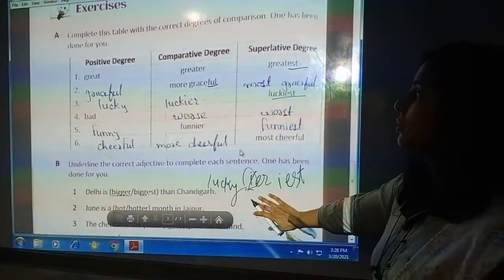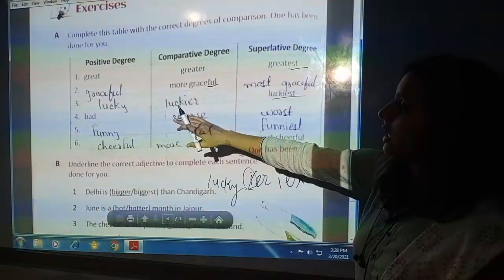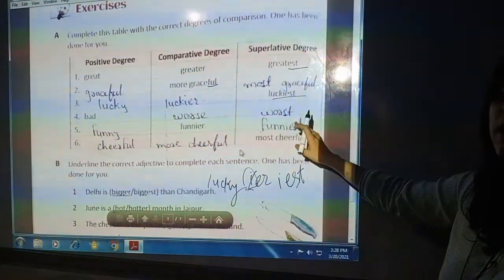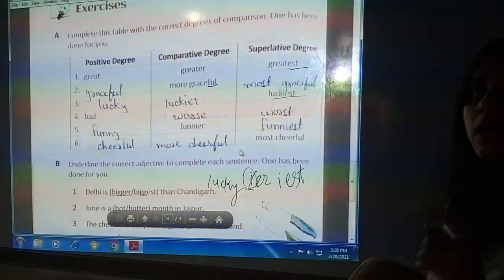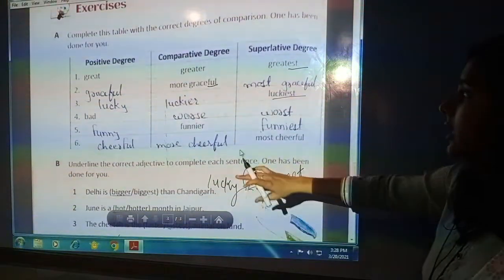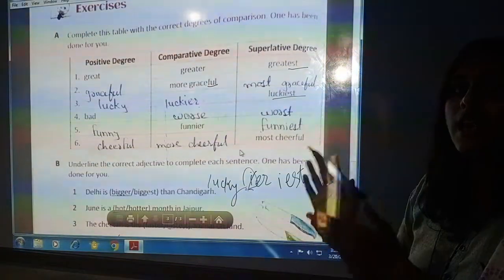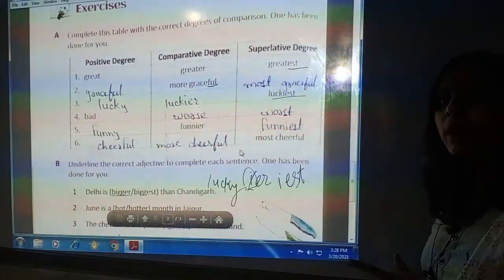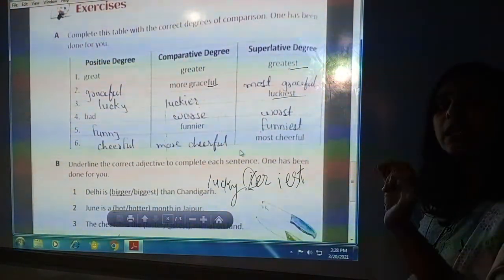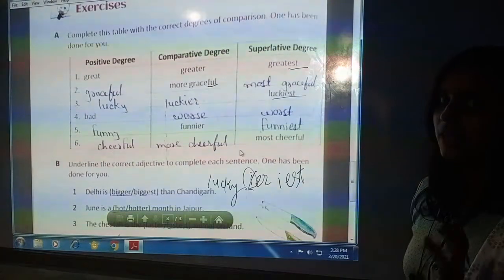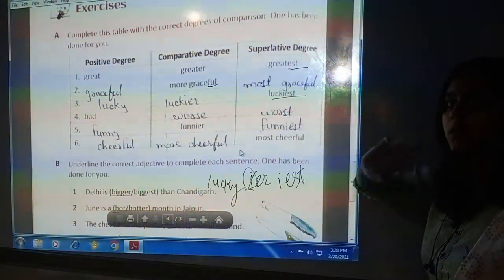Clear? So the adjective will be in these 3 degrees as lucky, luckier and luckiest. In positive degree the spelling will be LUCKY. In comparative degree Y will be removed. At that place we will add I, and the spelling will be LUCKIER, luckier, and in superlative degree we will add IEST. It will become LUCKIEST, luckiest. So in this way you have to change the form of adjective in these 3 degrees.